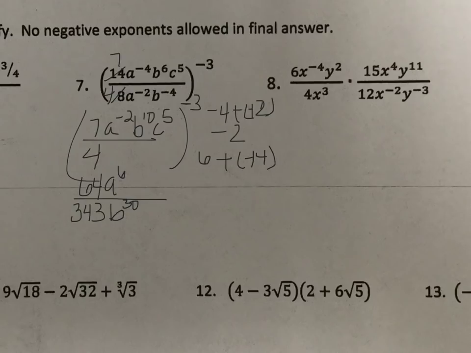And c to the 5th to the negative 3, again, I multiply 5 times negative 3. I get c to the 15th in the denominator. And that's my final answer there.